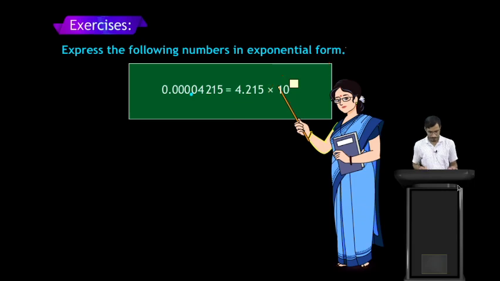Here 0.00004215. Can you tell me the power of 10 here? The decimal moves from left to right. How many places? You can see 5 places. So minus 5 here. The answer will be minus 5.